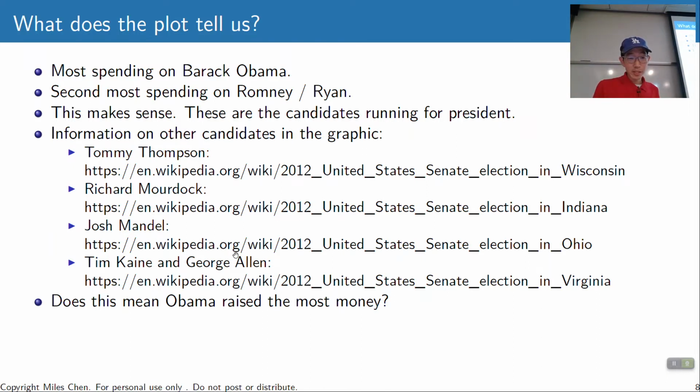And then there was a bunch of other stuff, and here's information that you can read up on Wikipedia, but if you don't have time, don't bother.